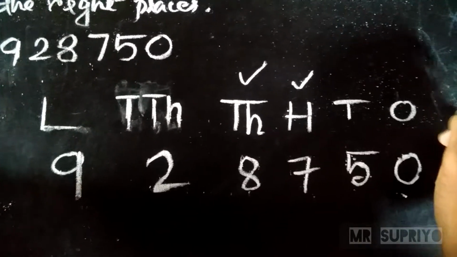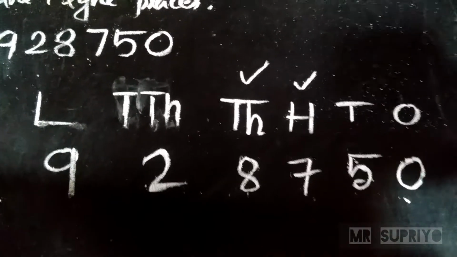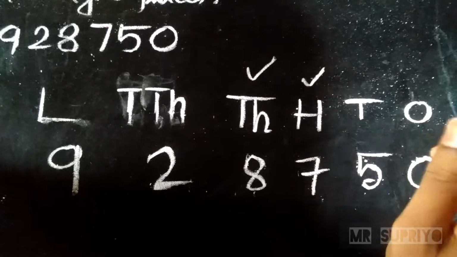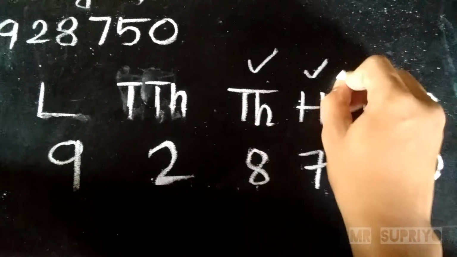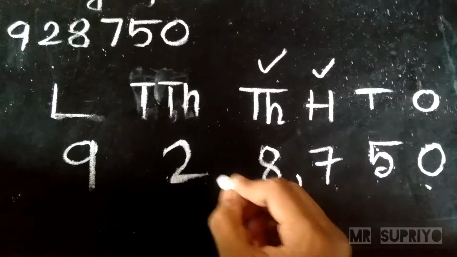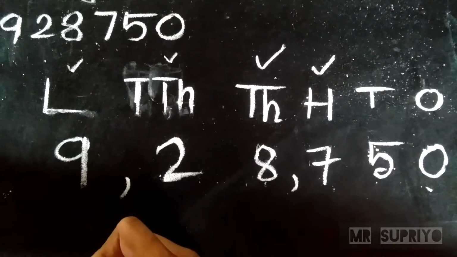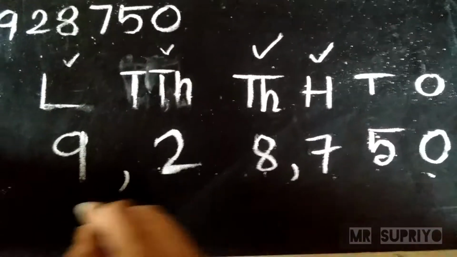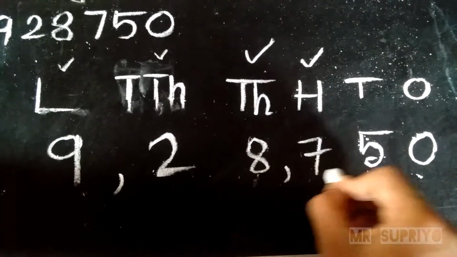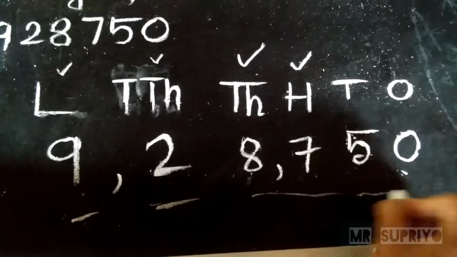Okay, now we need to rewrite them with commas. So we already know that in the Indian place value chart we need to write the first comma between thousands and hundreds. That means here. And the second comma we need to write between lakh and 10,000. That means here. So now we can say that 9,28,750 with commas. So this is our answer.